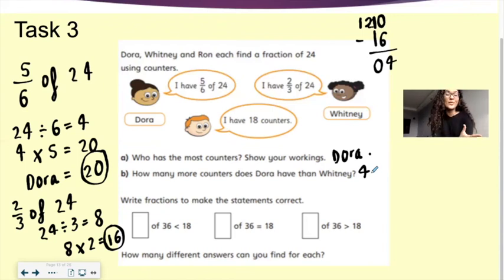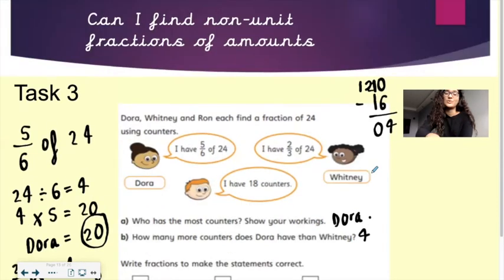But that is all for your maths lesson today, boys and girls. It was all about finding non-unit fractions of amounts.